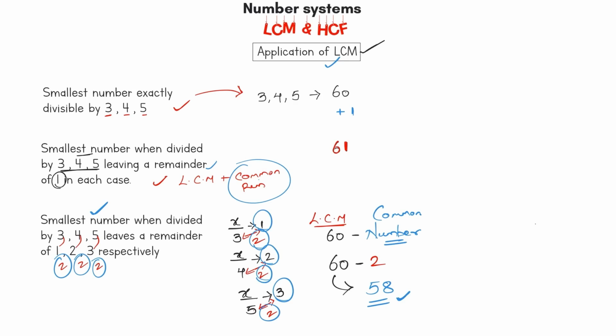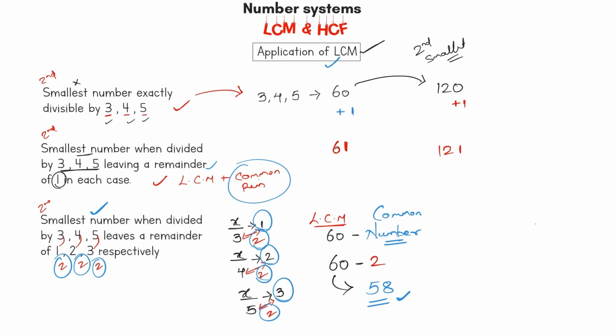I'll say I don't need the smallest number. I need the second smallest. So what will be the second smallest? First find the second smallest number exactly divisible by 3, 4, 5, that will be 120. Correct? After 60 it will be 120. What will be this number leaving a remainder of 1? Add 1 to 120. 121 will be the second smallest. So just replace the smallest by the second smallest, and you will get this.